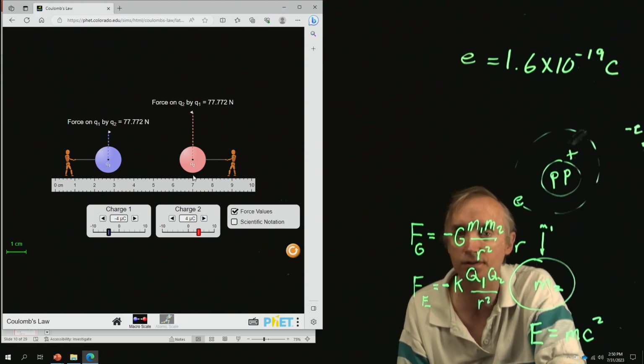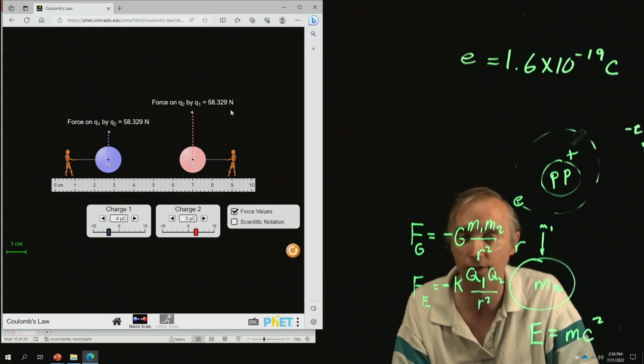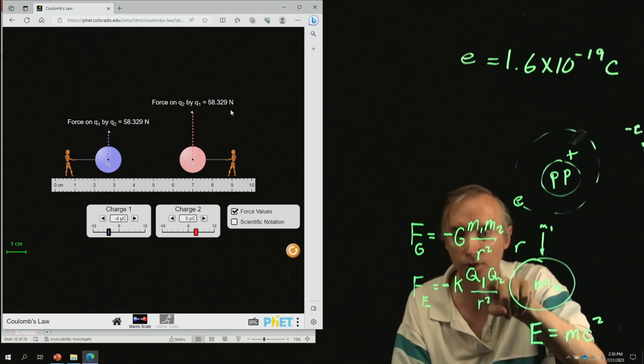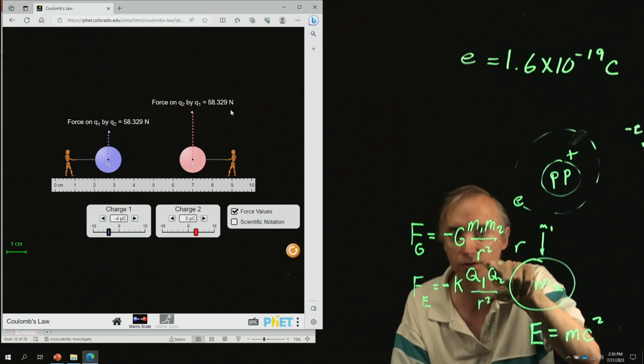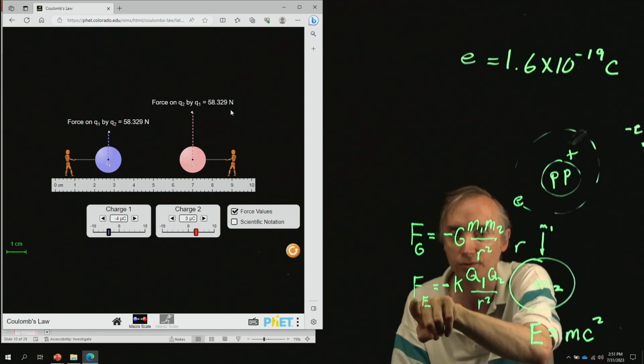So decrease the amount of charge on this ball, and then you notice that it decreased. All right, now how could we have predicted that just based on the formula here? So we're going to decrease Q2, and we want to see what happens to F over here.